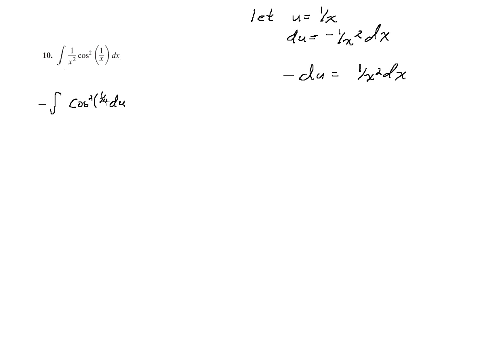Oh, why am I writing a 4? 1 over x. That doesn't look very good, does it? Let's change that. Just erase all this junk. Sorry, it took me a little time. Okay, that's just the cosine squared of u du.